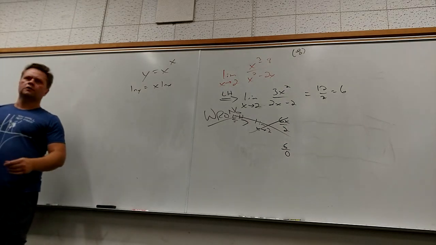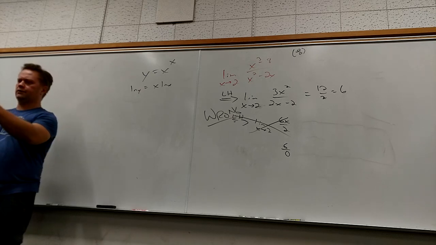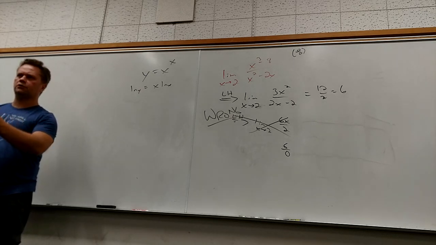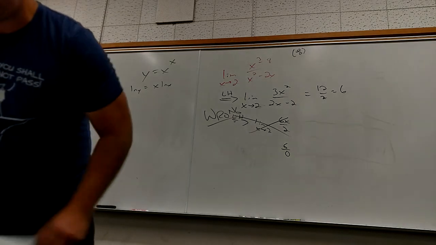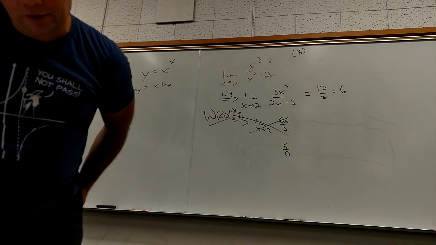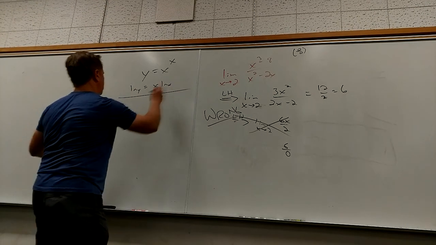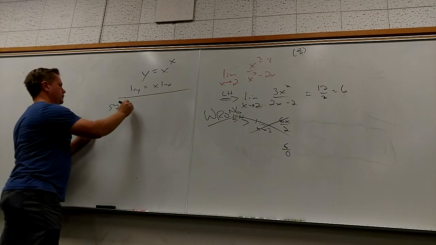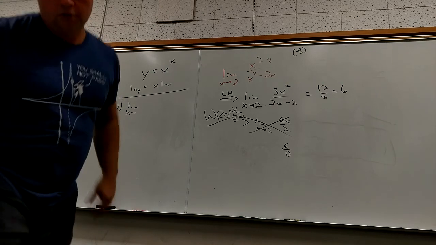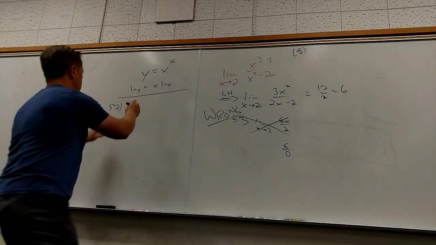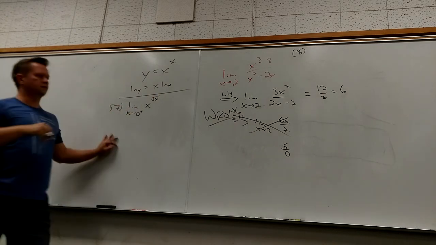All right. So it seems like a good thing to think about trying when I have something with a power is to take natural logs. So for example, let's do an actual problem. Here we go. So here's 57. It says limit as x goes to 0 from above of x to the square root of x.